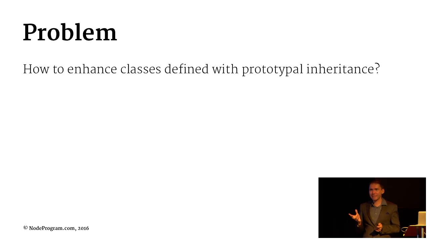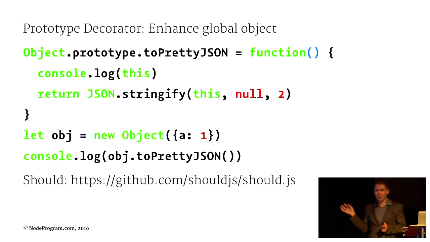With prototypal inheritance, you can also use decorators. This is another example. Basically, I'm taking the global Object and extending its functionality by just adding a new method, pretty JSON. So you've heard about JSON.stringify, right? But usually it will just ignore all the spaces. It will just jumble everything up together. That's not very developer friendly. It's not easy to read.